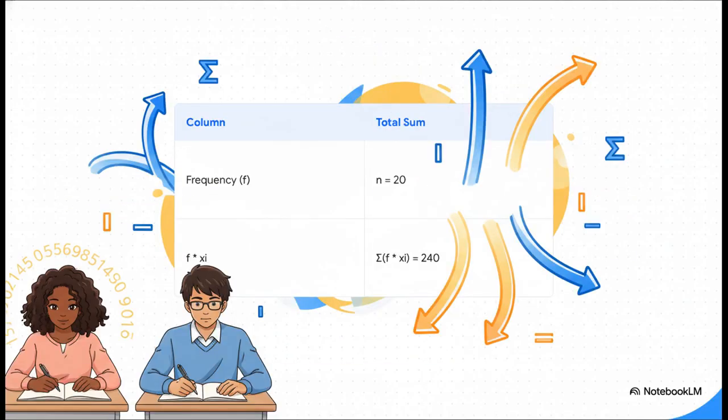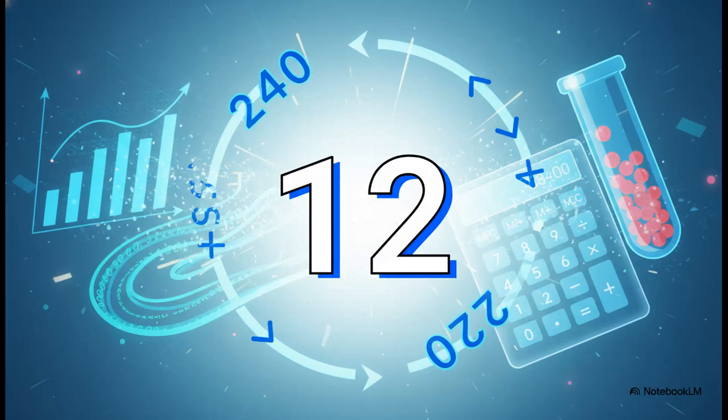All right, now for the magic. We're just going to add things up. First, we sum that frequency column. That gives us our n, the total number of students, which we already knew was 20. But now, the important part. We sum up that new f times xi column, and that gives us a grand total of 240. And just like that, we can solve for the mean. We just plug our numbers into that formula from before, 240 divided by 20, and bam, the mean hemoglobin level for this group is exactly 12.